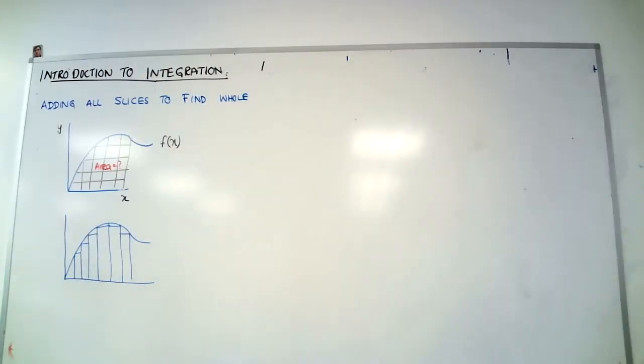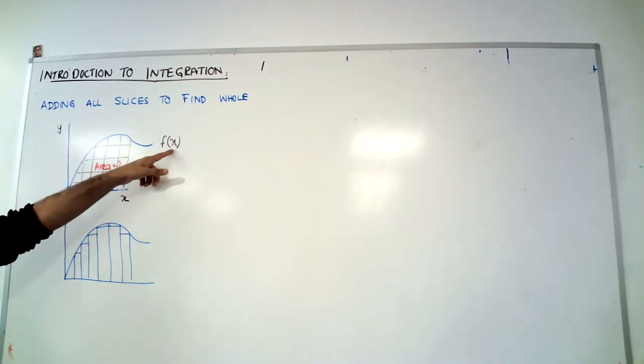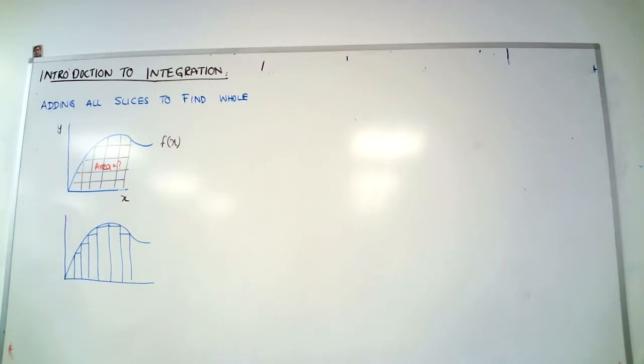Now let's say we got an equation of a curve. Integration is all about adding up all the slices to find the whole. For example, let's say I have a curve given by f of x. Now, f of x is a function like y, which can be equal to x squared plus 5x plus 7, whatever.